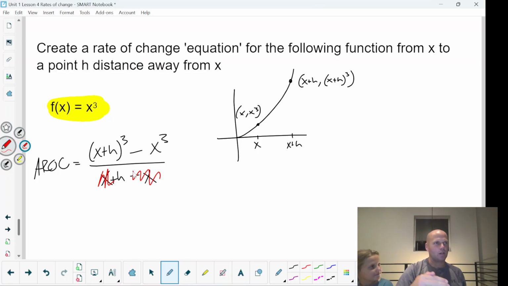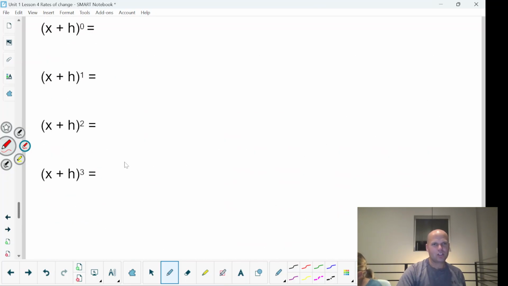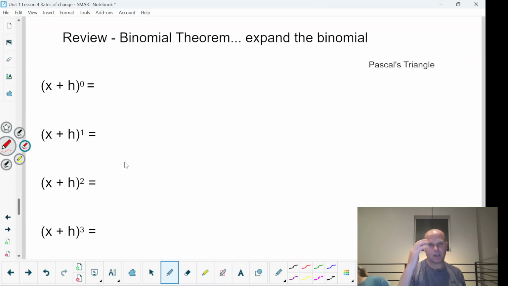Once we get past x squared, it gets more difficult. Let's look at x cubed. Well, what's x plus h cubed? I would love to stop here, but we need to go on. And this is where maybe understanding the binomial theorem and Pascal's triangle could help. Where does it come from?